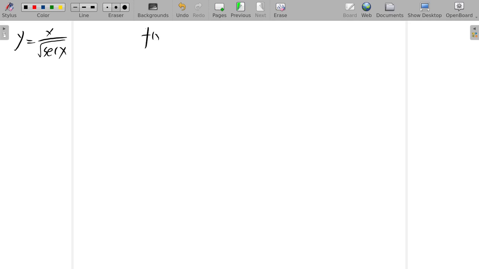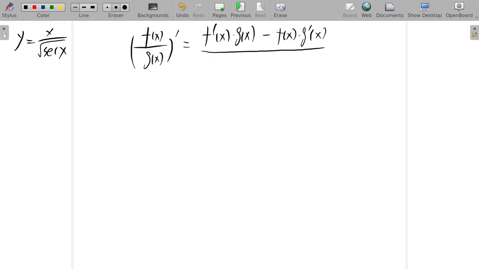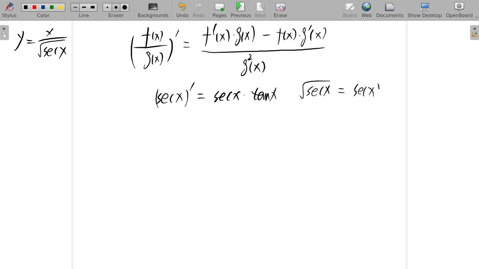Second one, we should know the derivative of f(x) divided by g(x). It equals the derivative of f(x) times g(x), take away f(x) times the derivative of g(x), divided by g(x) squared. Then we should know the derivative of secant x equals secant x times tangent x. We also know the square root of secant x equals secant x to the half power. So the derivative of the square root of secant x equals half times secant x to the negative half power times the derivative of secant x.